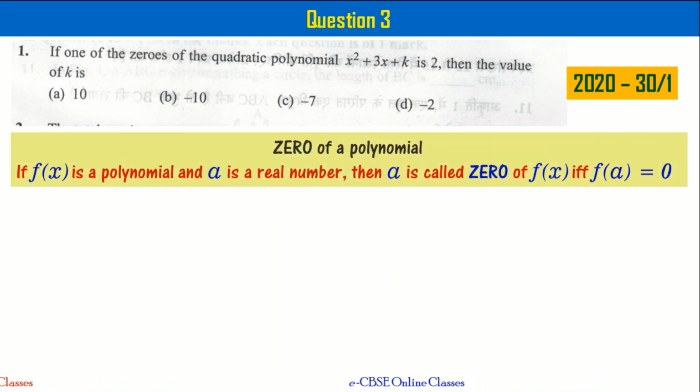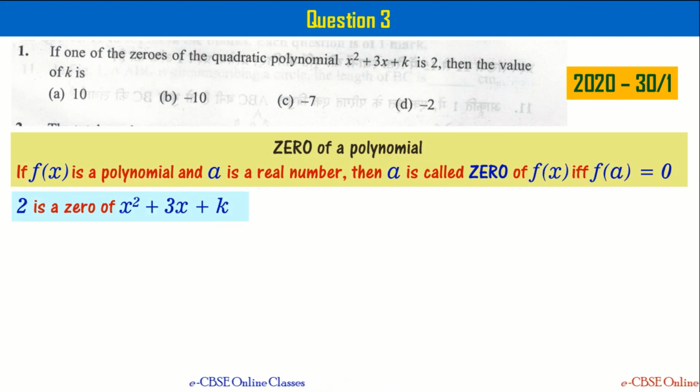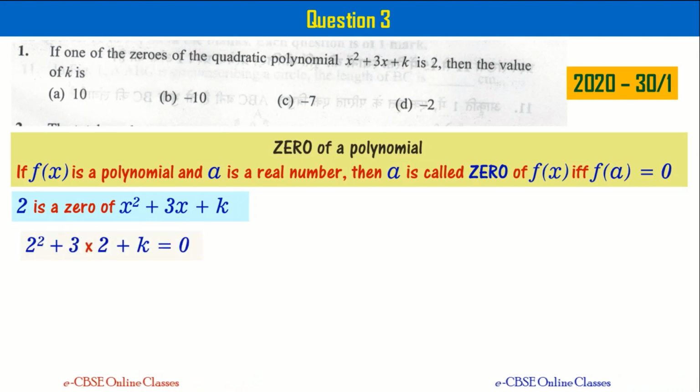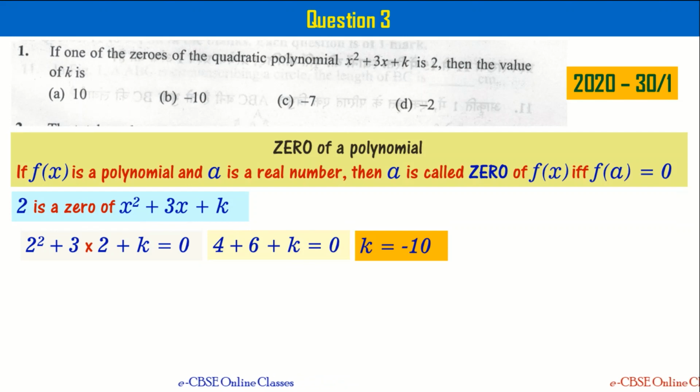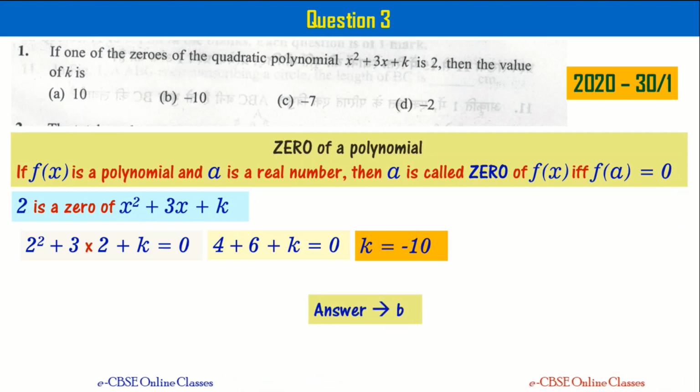We have just seen what it means by zero of a polynomial. So it was given that 2 is a zero of x square plus 3x plus k, right? It means that when you substitute 2 for x, the value of this polynomial is going to be 0. It means that 2 square plus 3 times 2 plus k is equal to 0. Simplifying it, we get k equals minus 10. So choice B is the answer, right?